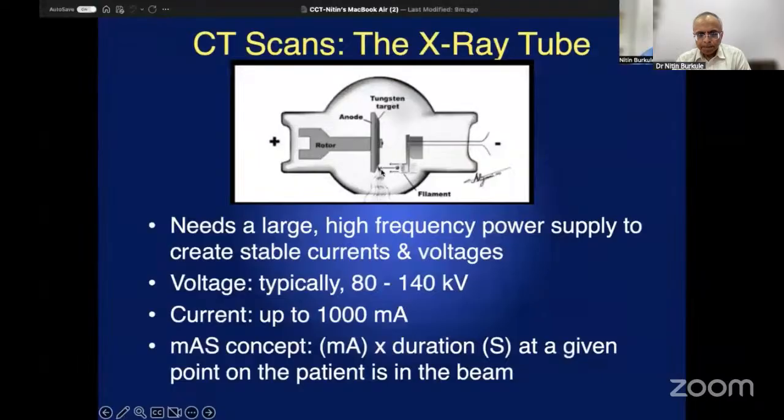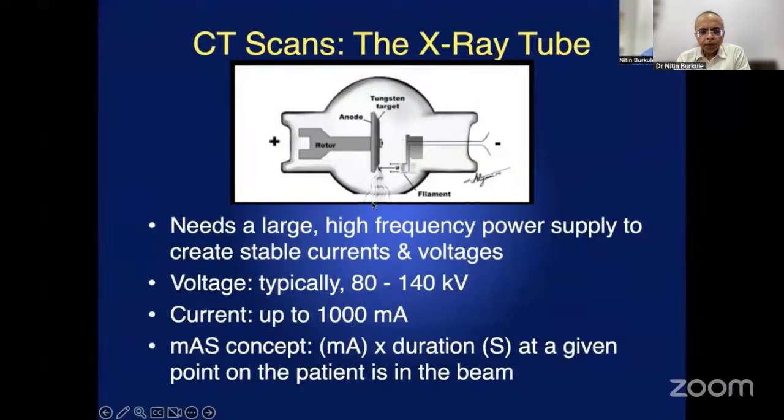The X-ray tube needs certain characteristics. One thing is that it needs a large, high frequency power supply and a very stable current and voltage to create these X-rays. Voltages are typically in the range of 80 to 140 kilovolts, and the current that the CT scan X-ray tube consumes is up to 1000 milliamperes.